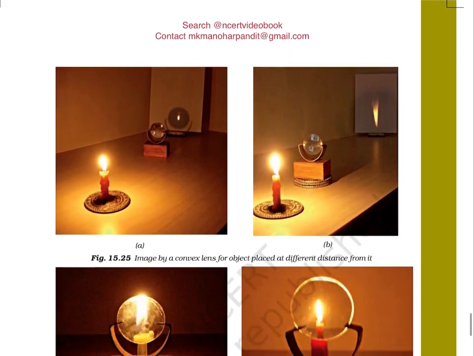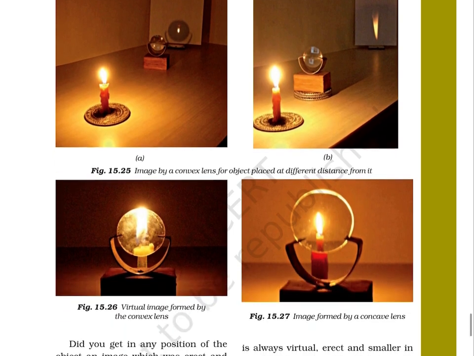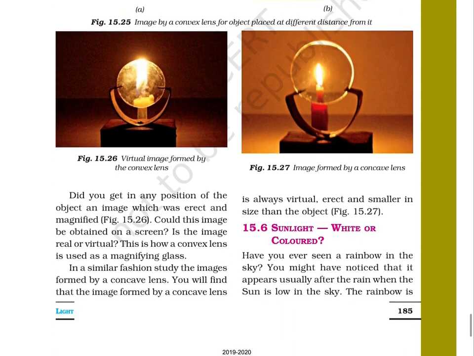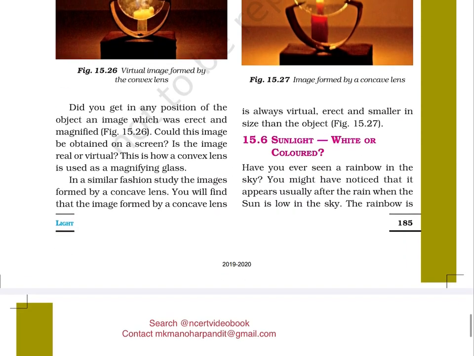Page 185. Did you get in any position of the object an image which was erect and magnified? You can observe this in figure 15.26. Could this image be obtained on a screen? Is the image real or virtual? This is how a convex lens is used as a magnifying glass.